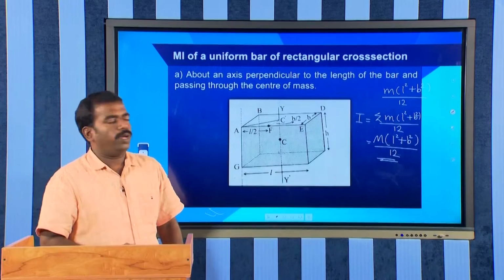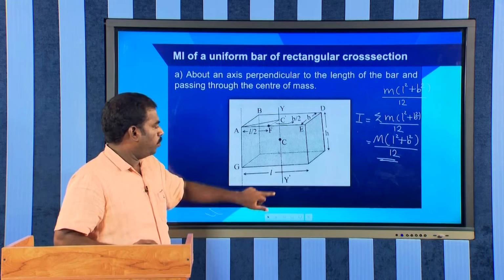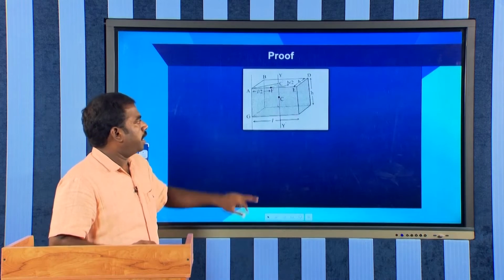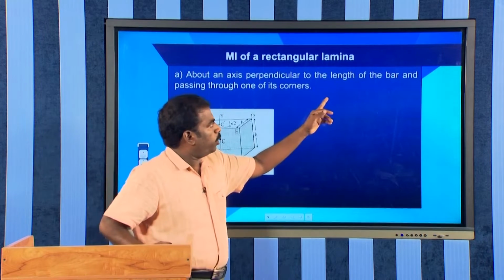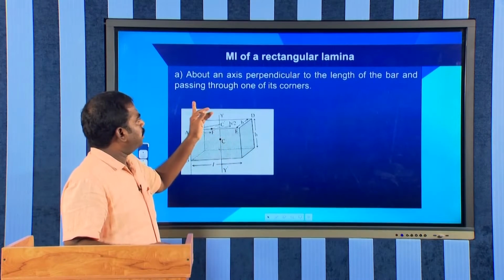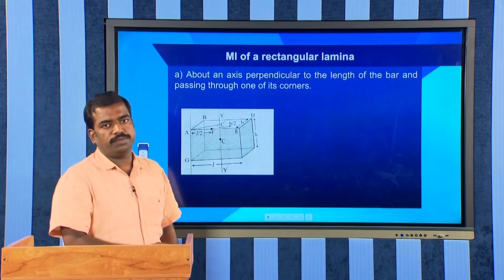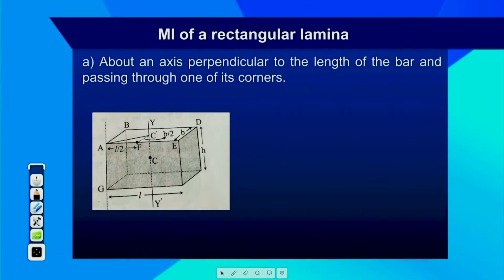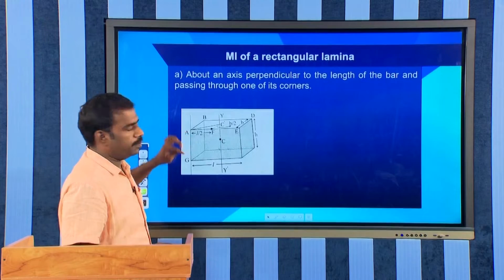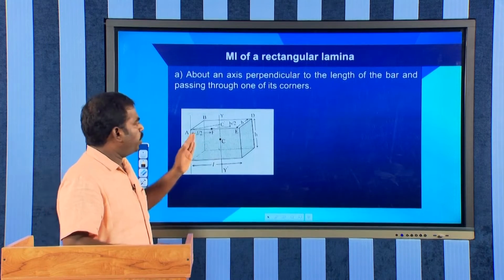Next we are finding the moment of inertia of the same rectangular bar about an axis perpendicular to the length of the bar and passing through one of its corners. This is very important. Here we are going to find the moment of inertia of this rectangular bar about an axis passing through one of its corners, about AG. This is very important.